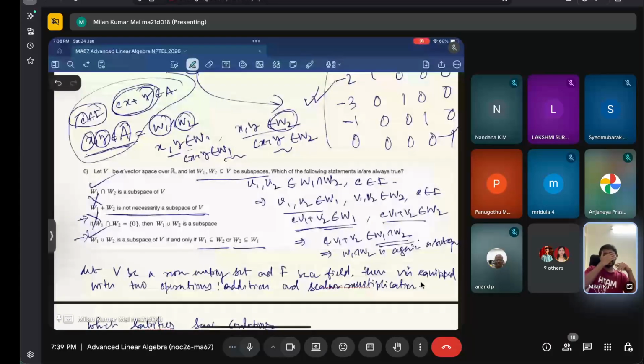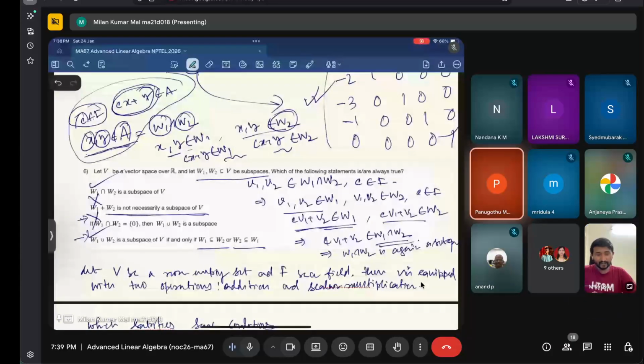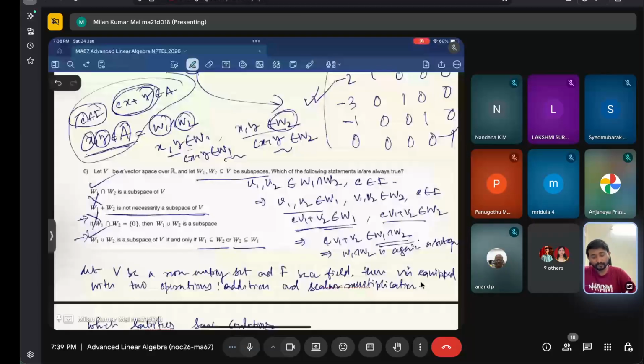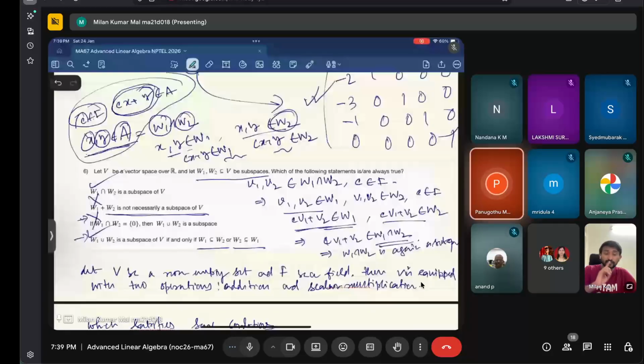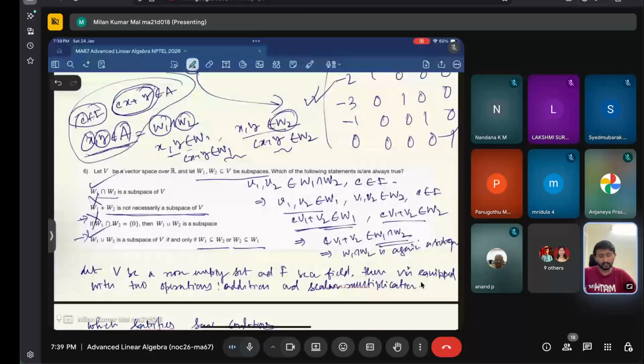Yeah, that's true. You are correct. But whenever you are taking W1 intersection W2, whatever entries are in that set are in both W1 and W2. Do you agree with that? That can be zero only. That can be only the zero entry. But that doesn't matter. Okay, let me tell you what I want to say here.